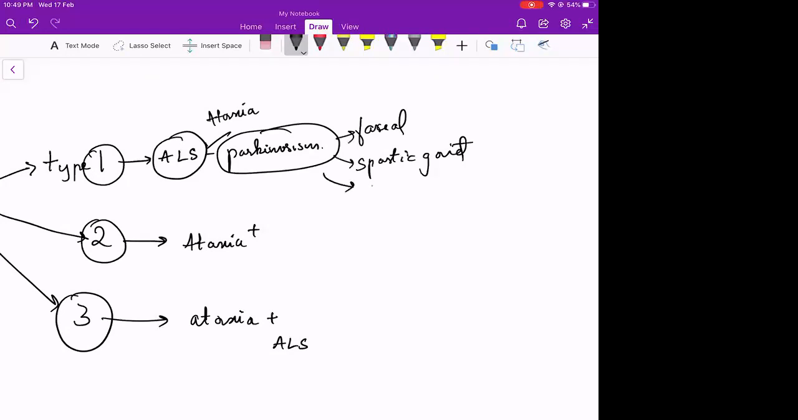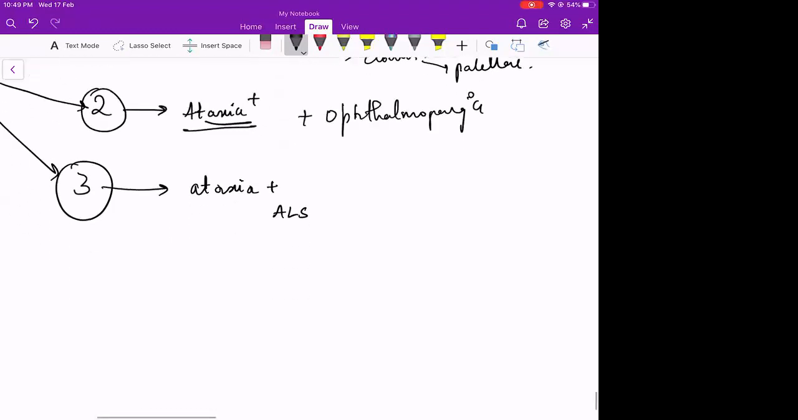Patient will have clonus, both ankle and patellar. In type 2, patient will have predominantly ataxia symptoms. Along with that, patient might have ophthalmoplegia or ophthalmoparesis.